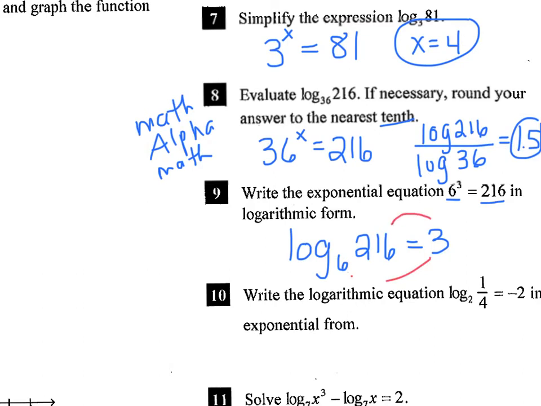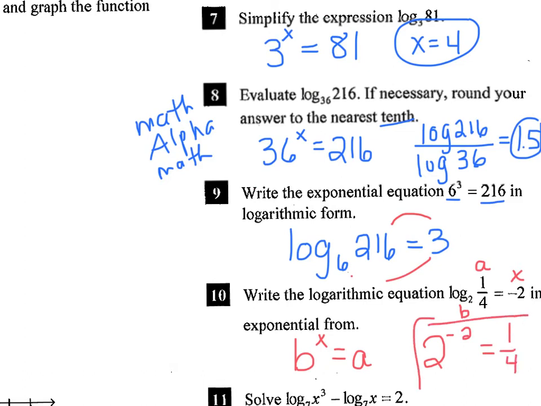For number 10, we're going to go the other way. So I'm just going to label this. I know 2 is the base, I know 1/4 is the answer, and logs equal exponents. So the negative 2 is the x. So we're going to write it in the form b to the x equals the answer. So this becomes 2 to the negative 2 equals 1/4. That's the answer.